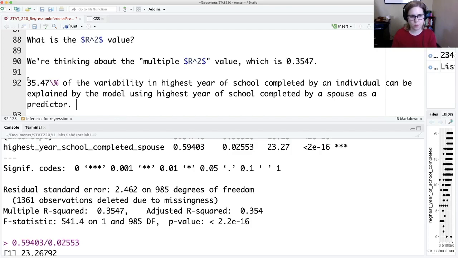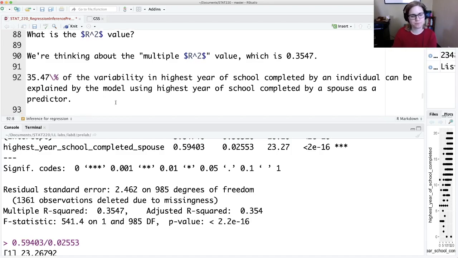So we can't explain all of the variability in the highest year of school someone completed, but we can explain 35.47% of the variability. Whether or not that's good kind of depends on the context of the data. In this case, I think that's pretty good, that we could predict someone's amount of school that they've completed using just the information about how much school their spouse completed.